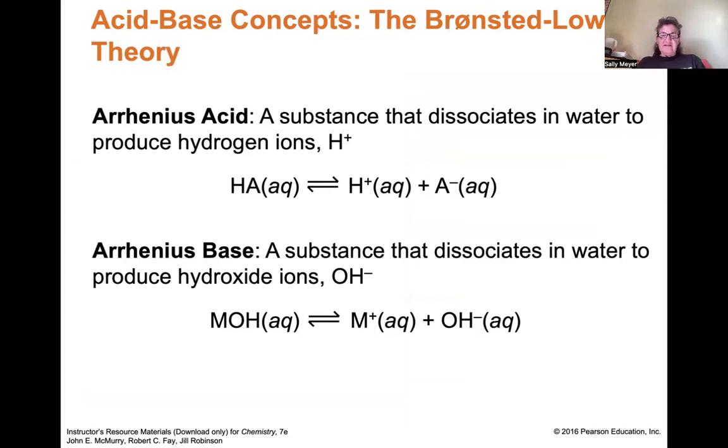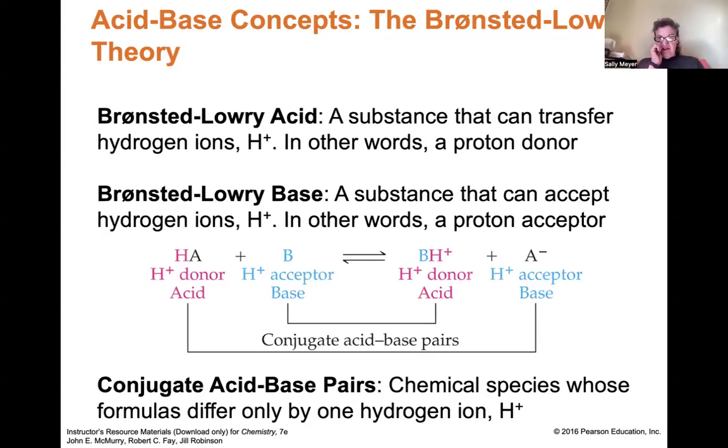An Arrhenius acid is a substance that dissociates in water to produce hydrogen ions, H+. So anything that breaks apart to make H+ and something else. And then an Arrhenius base is a substance that dissociates in water to produce hydroxide ions, which are OH-. So the M could be something like lithium hydroxide. Any hydroxide will dissociate to form M+, whatever the cation is, and then the hydroxide ion, which makes it a base.